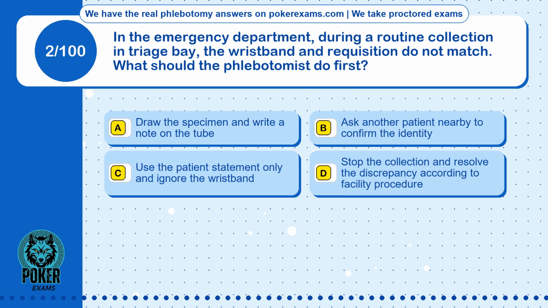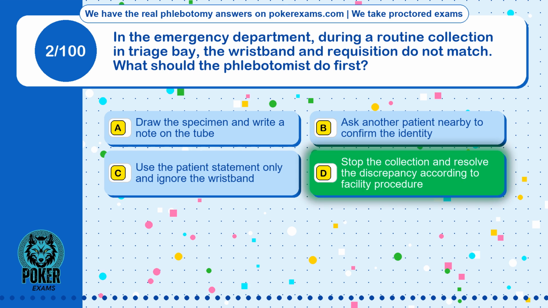Question 2. In the emergency department, during a routine collection in triage bay, the wristband and requisition do not match. What should the phlebotomist do first? Option A. Draw the specimen and write a note on the tube. Option B. Ask another patient nearby to confirm the identity. Option C. Use the patient statement only and ignore the wristband. Option D. Stop the collection and resolve the discrepancy according to facility procedure.